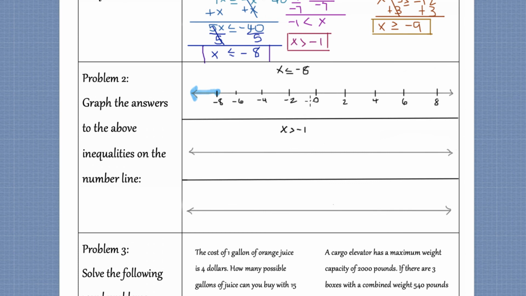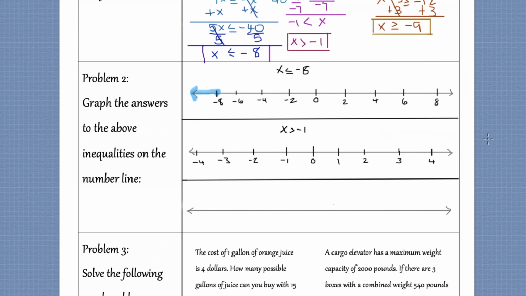So what we're going to do first is label our number line. And remember, our 0 is going to be in the middle. And I'm going to label the rest of the number line. So here is our number line this time, and I just labeled it by ones.